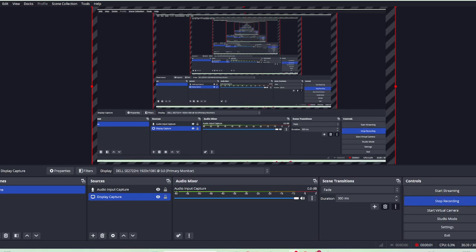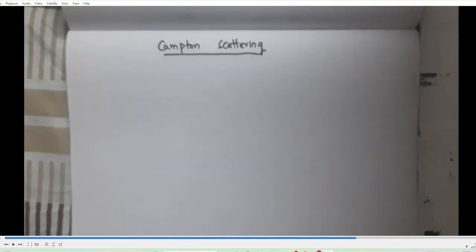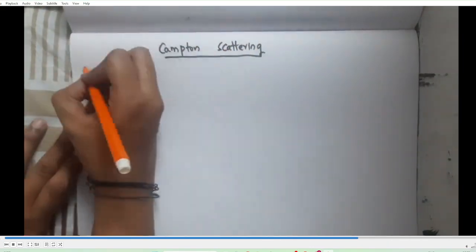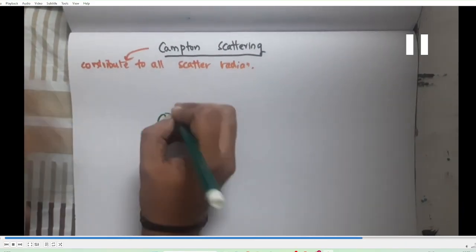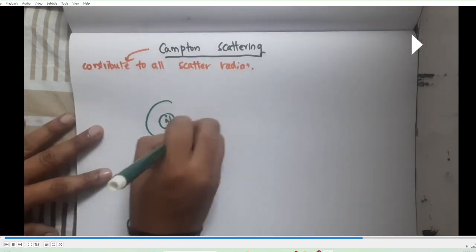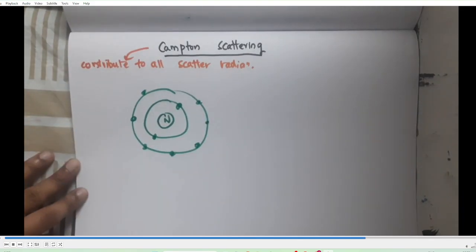Hello friends, let us now learn some important points about Compton scattering. Almost all scattered radiation encountered in diagnostic radiology comes from Compton scattering. So it contributes to all scattered radiation. In this diagram, this is an atom with a nucleus surrounded by electrons in their respective orbitals.